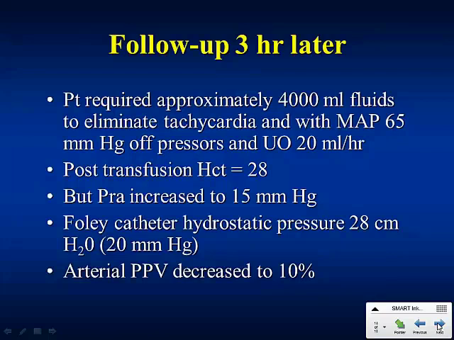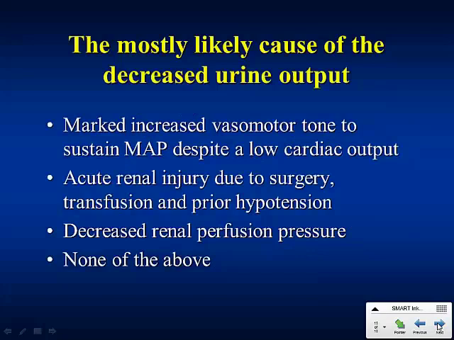So what we found was that her intra-abdominal pressure was 20 millimeters of mercury. Her arterial pulse pressure variation, by the way, had decreased now to 10% because we fluid resuscitated her. You with me so far? Good. The most likely cause of this decreased urine output in this patient is a marked increased vasomotor tone to sustain the mean arterial pressure, because she's now woken up enough that she's really clamping down on her own, despite the low cardiac output.